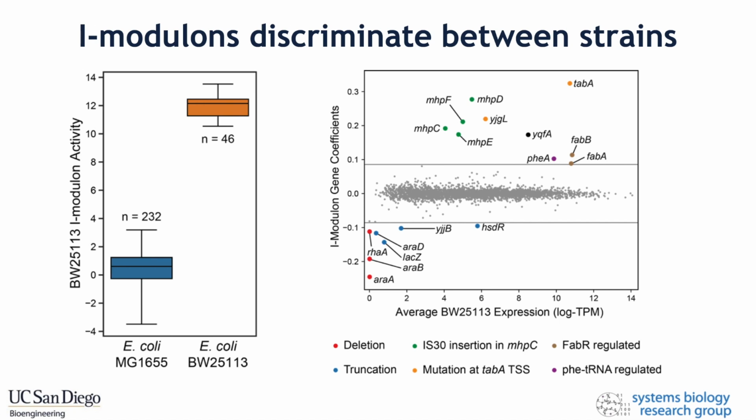Finally, there's a SNP in fabR, which is a regulator of fabA and fabB, which seems to reduce its ability to repress these two genes. And there's also a mutation in the phenylalanine tRNA. This participates in tRNA-mediated attenuation of pheA. Therefore, this iModulon represents a general transcriptomic transformation between the MG1655 strain and a generic BW25113 strain.